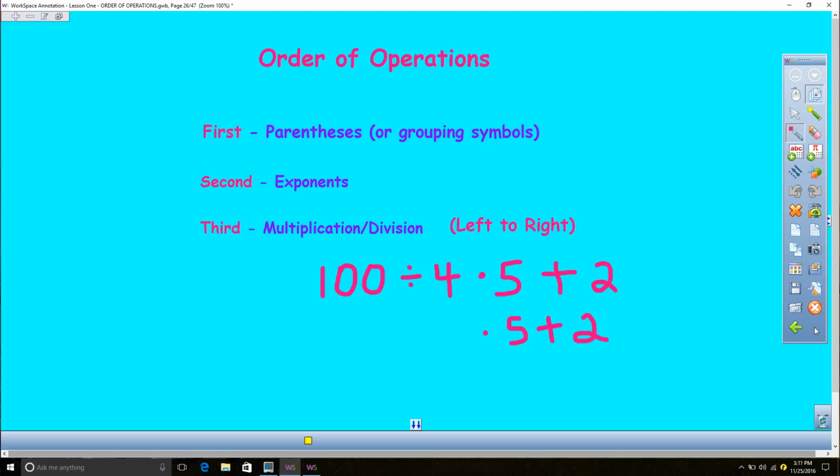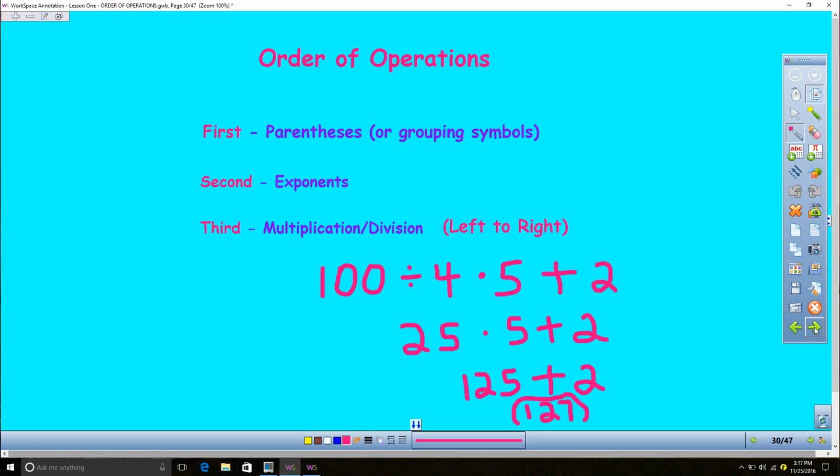So I'm going to bring down everything I'm not using, and then I'm going to bring down the answer to 100 divided by 4. Now I'm going to multiply before I add. So I'm going to bring down what I'm not using and multiply. And then last of all, I will add.